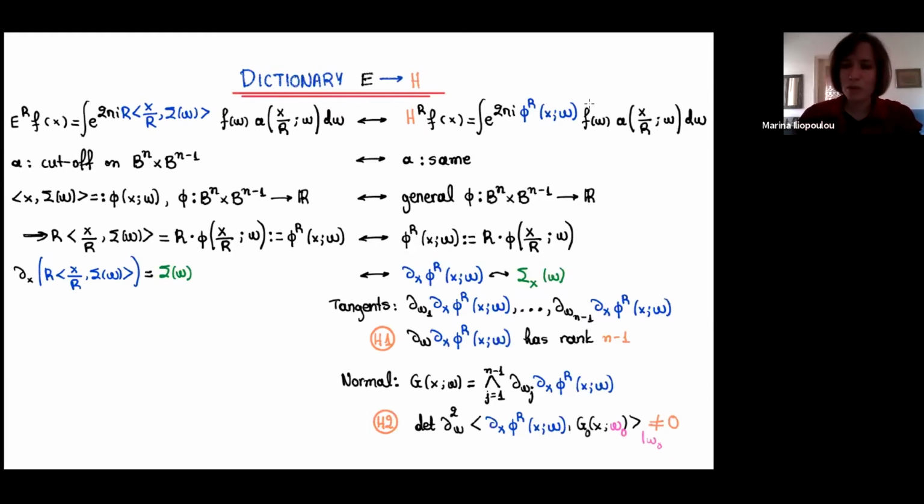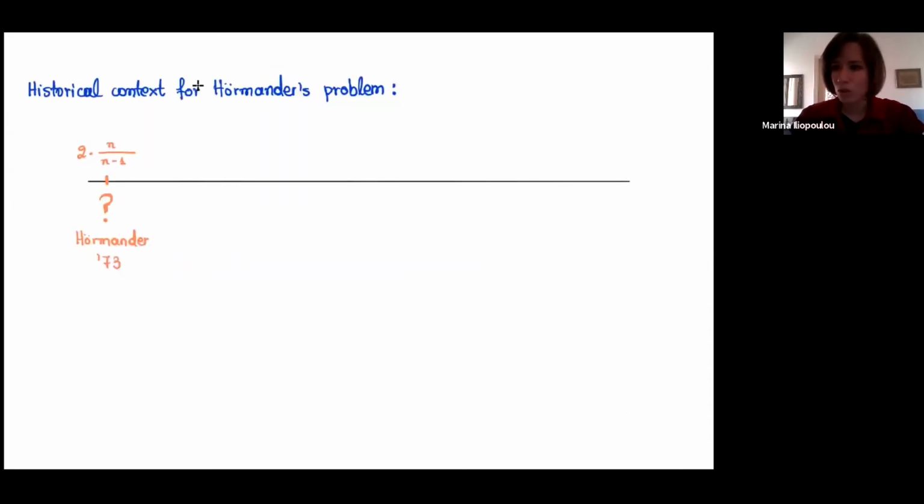Okay, so these are H1 and H2. Don't think too much about them. Just remember they ensure that these variable surfaces are hypersurfaces of non-vanishing Gaussian curvature. And Hormander suggested that with these two assumptions, the phase looks enough like the phase of the extension operator so that the same bounds should hold.